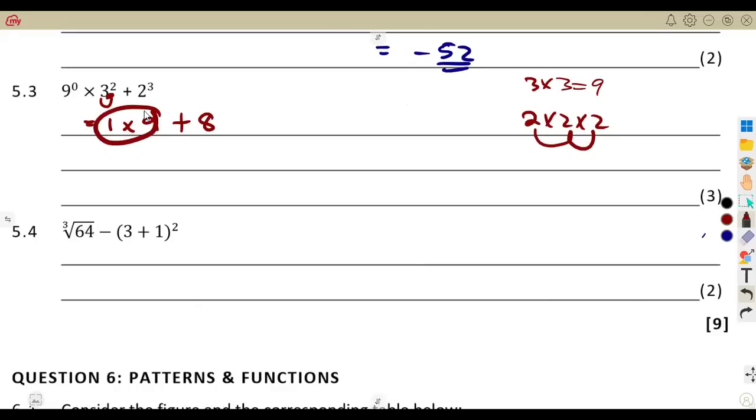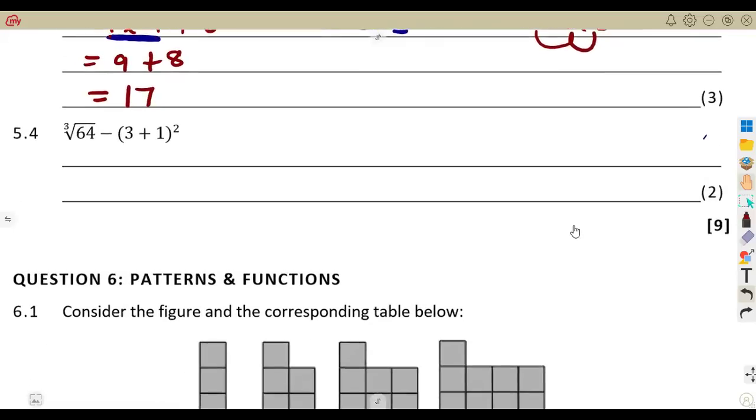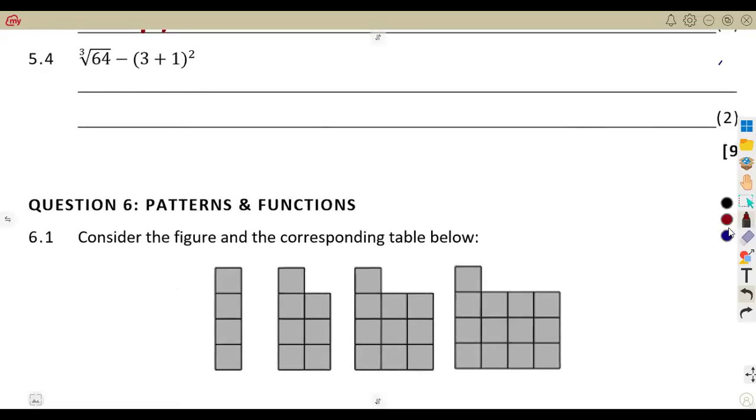So there is a multiplication and addition. BODMAS again has to be taken into consideration. Multiplication first before addition. So you have to multiply these two numbers. What is the product of 1 and 9? 1 times 9 is 9, plus 8. If you add 9 plus 8, that is going to give us 17. We have to consider that part, the BODMAS again, wherever we have addition and multiplication.